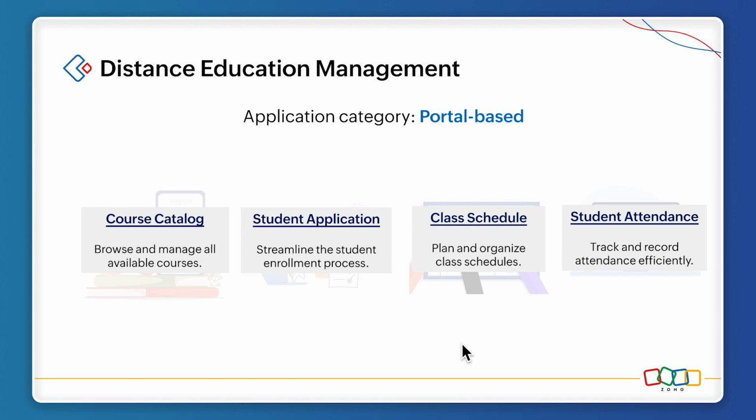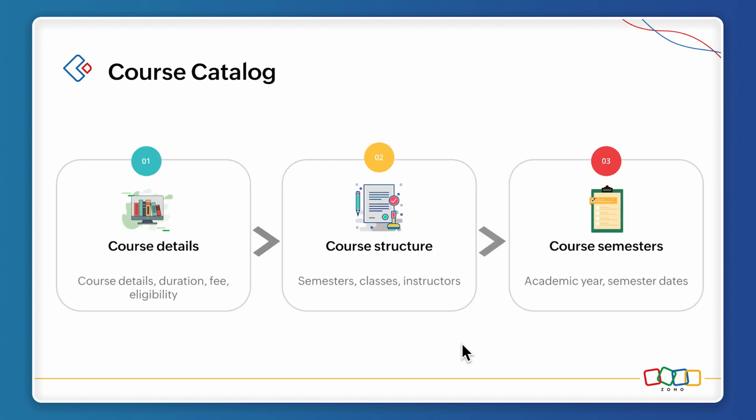So we will quickly discuss in detail what is available in each and every module before we start the live demonstration. When I talk about the course catalog, I need 3 different segments. One is the basic course information. Second is the course structure, where we will have all the semester information, course classes, and who are going to be the instructors of each class. And next is the course semesters. Each and every academic year, the duration or the dates of the semester differ, so I need a segment to capture these semester dates as well. So these are the 3 things that we will be capturing in this course catalog.